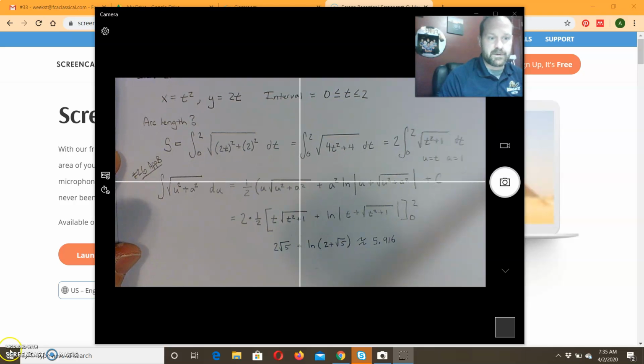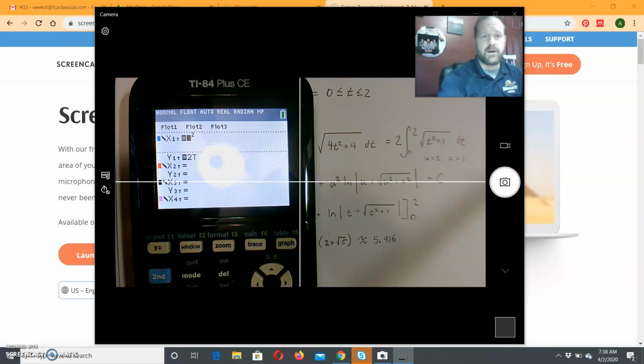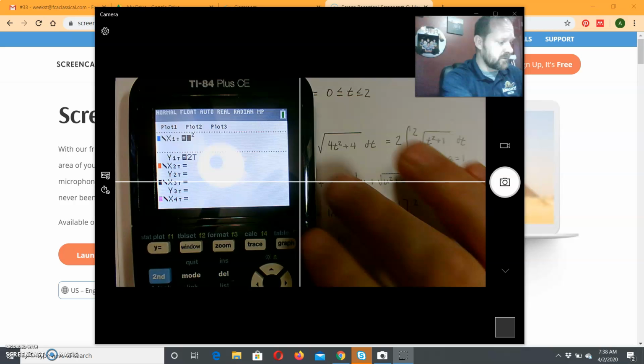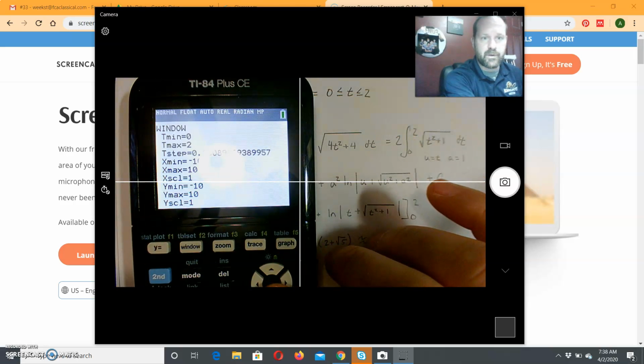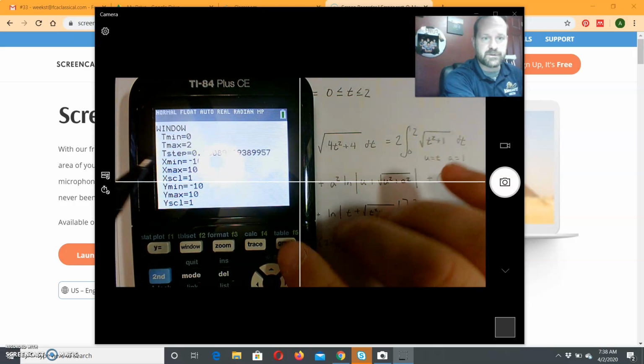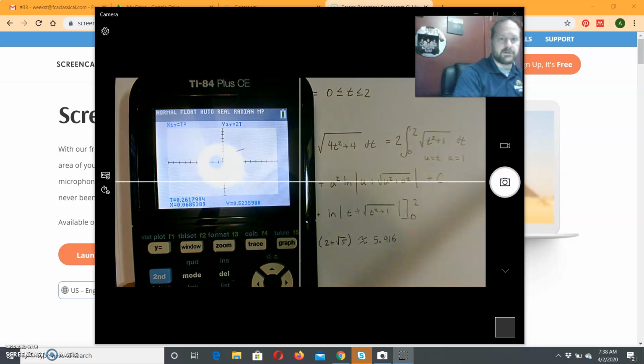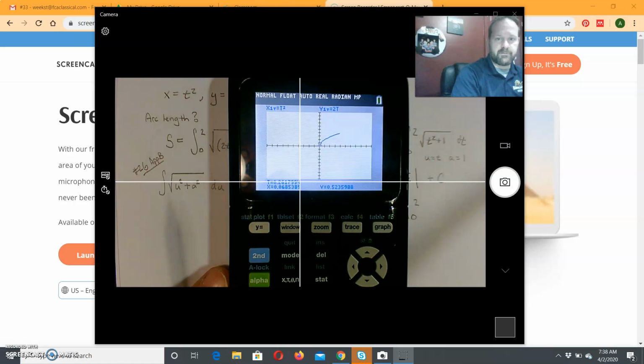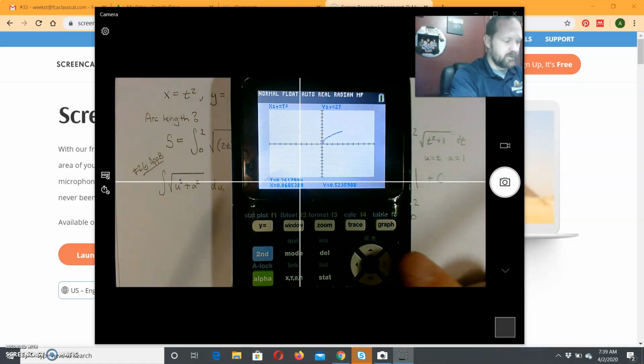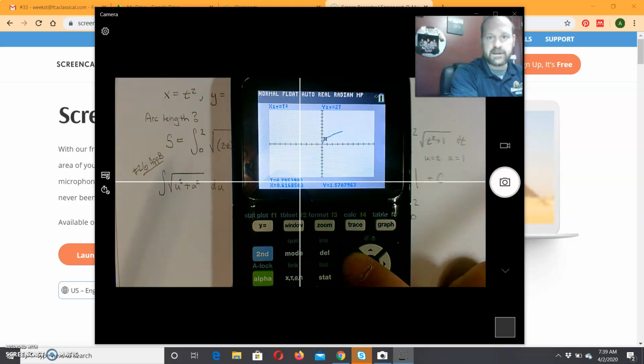Alright, let me pause. So what did we do? We put this in here. Again, what were we looking for? Window, we wanted an interval from 0 to 2. Go ahead and hit graph, and then trace. From my view it looks really bright, so I'm going to move it over. So basically we wanted the arc length of this curve. That's what this formula allows us to do, find the length of this curve.